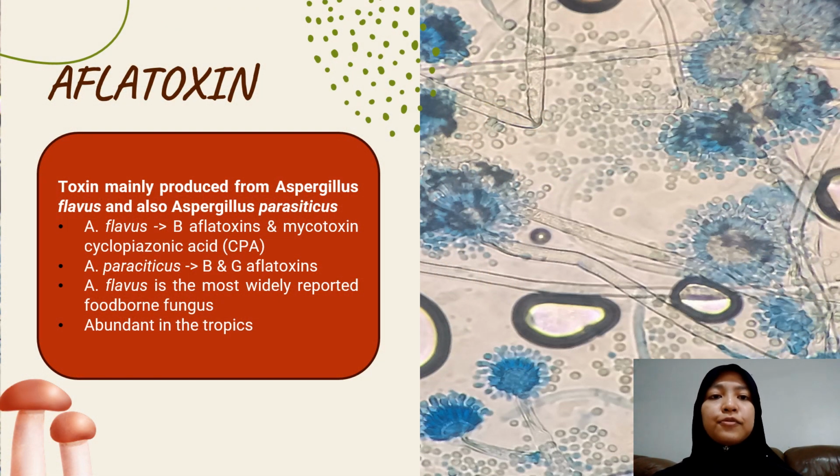Aflatoxin is a toxin mainly produced by Aspergillus flavus and also Aspergillus parasiticus. There are 4 common types of aflatoxin: aflatoxin B1, B2, G1, and G2. Aspergillus flavus commonly produces B aflatoxins and also the mycotoxin cyclopiazonic acid, CPA. Meanwhile, Aspergillus parasiticus produces B and G aflatoxins. Between the two, Aspergillus flavus is the most widely reported foodborne fungus, and it is commonly abundant in the tropics.